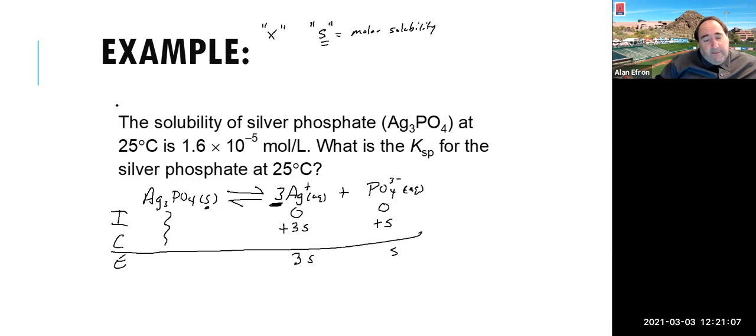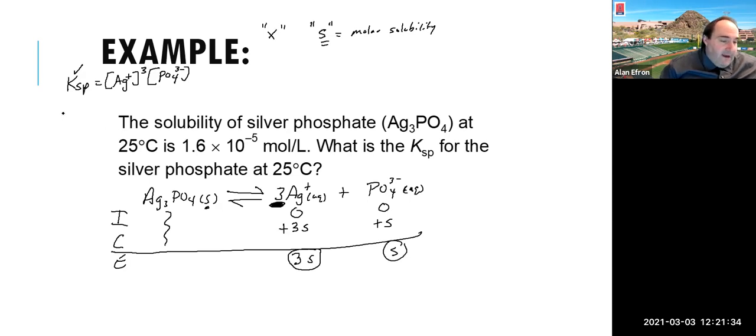And if this problem was different, where they actually gave us the KSP, we would do the problem like we would normally do at this point, which is we would write our KSP expression, remembering that we do need to cube it because of the coefficient. And this would be phosphate. And if it was a problem where they gave us this number, we would obviously do what we do with normal tables, which is put these guys in and solve for S, and that would give us the molar solubility. But obviously in this problem, they did not give us this, so we can't really do that.